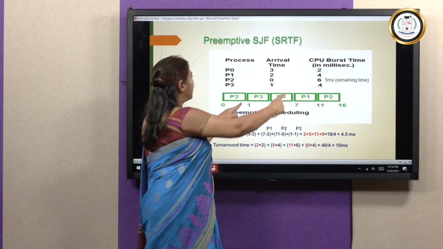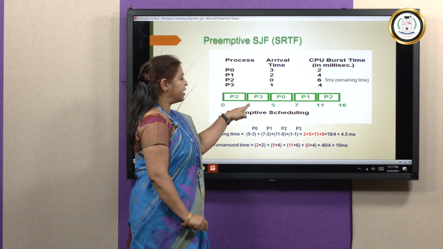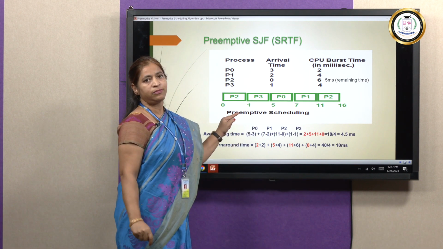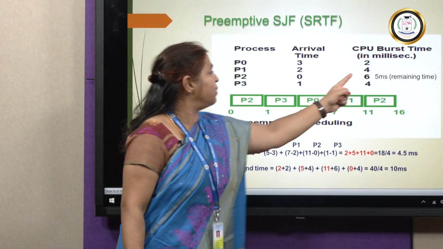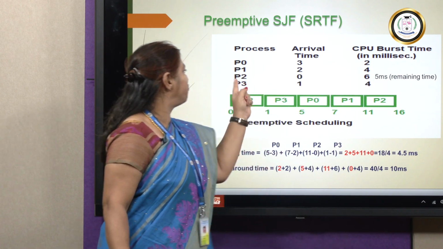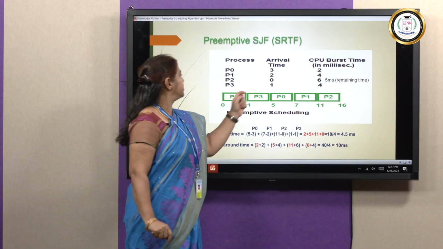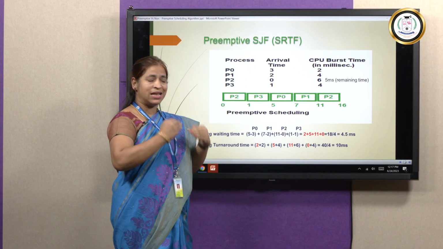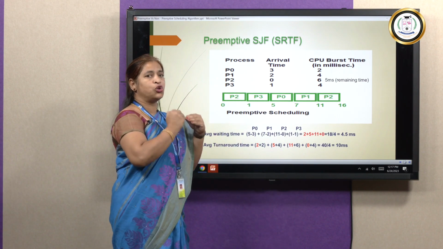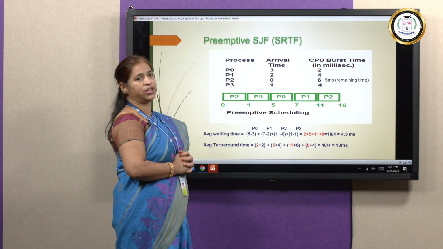By the time P3 has entered, because arrival time of P3 is 1, P3 is entered into the ready queue with lesser burst time. Now we need to compare the remaining burst time of P2 and the exact burst time of P3. Since P3's burst time is lesser than the remaining time of P2, it should be preempted. Why? We are following preemptive SJF.